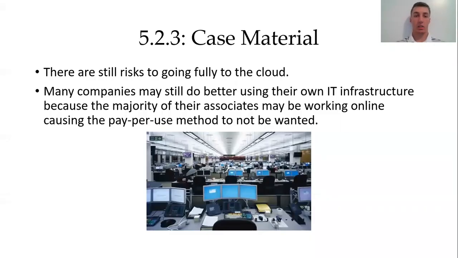Now this is the second piece for the case material. This is another example from 5.2.3 again. Now there are many risks that are still going to be going onto the cloud. The pay-per-use method is not always something that's wanted because of the use of computers. Sometimes there's companies that are using computers nonstop all day long, and because of this, they're essentially being overcharged. So they would rather just keep the original IT infrastructure that they've been using. That way they don't have a pay increase.